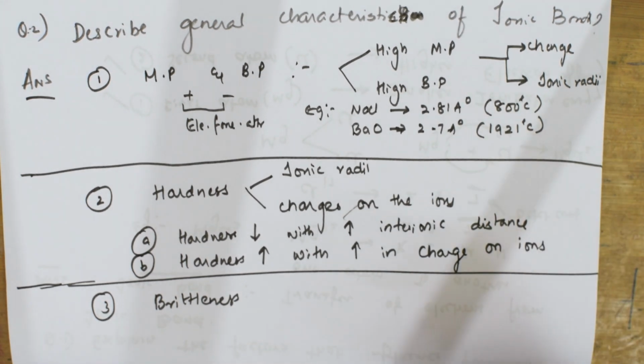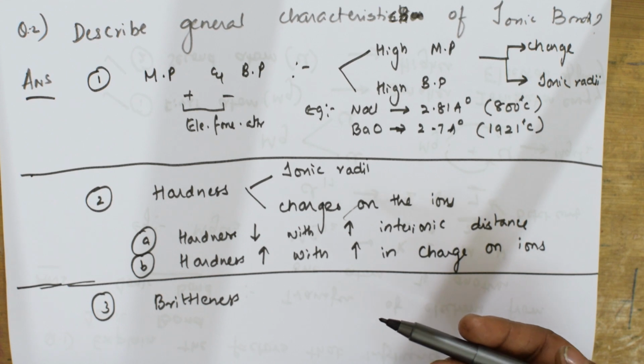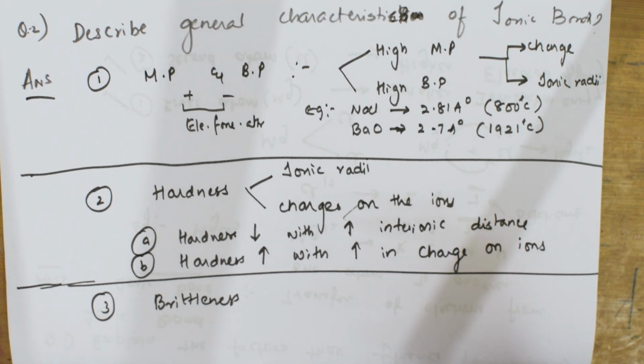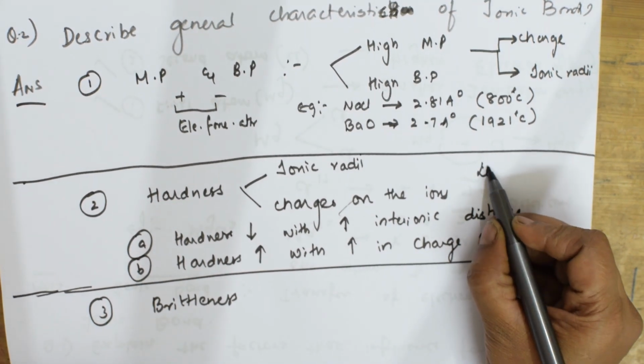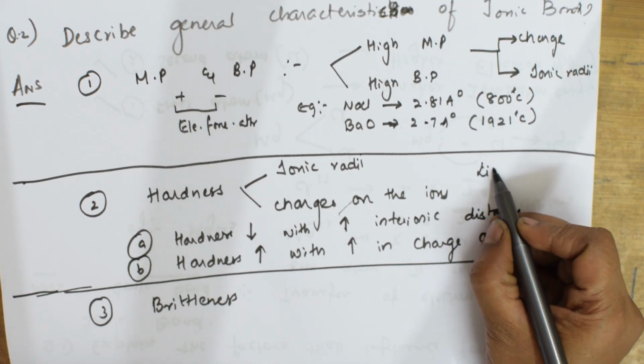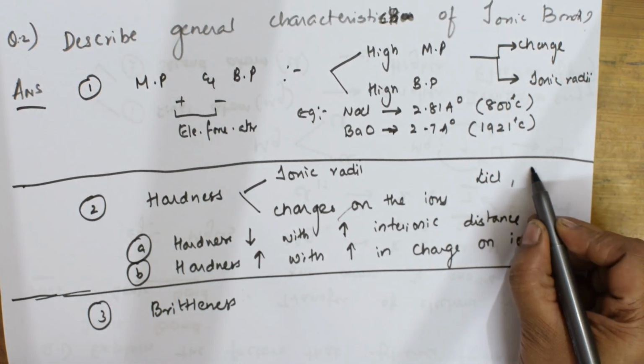Suppose I take lithium chloride, and then if I take strontium oxide, what will happen? Or if I take one more, that is sodium chloride structure, the interionic distance is 2.57 angstroms only. So we said that hardness increases as the charge increases, as we move from lithium chloride to strontium oxide. I have taken lithium chloride, then I have taken strontium oxide.